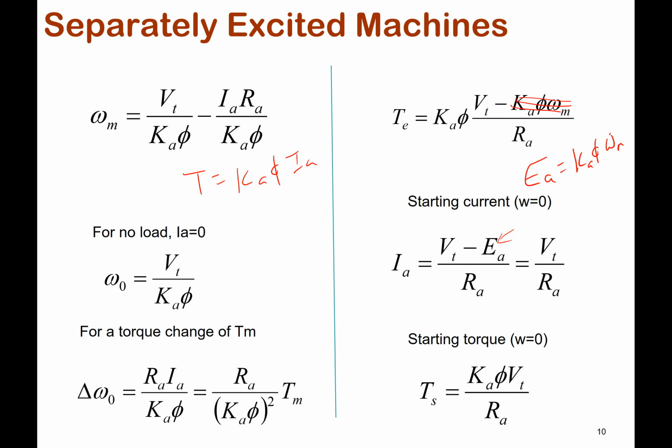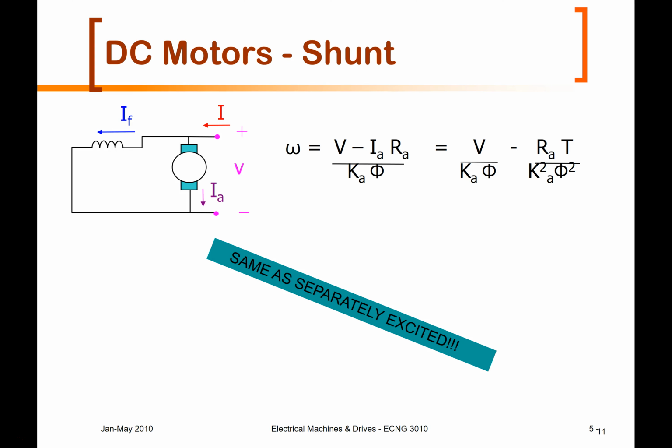And again, if the armature resistance is very small, it means you could have a very large starting torque. So small armature resistance gives you both a very good speed-torque characteristic, very low speed variations with changes in torque, but it also gives you a very high starting torque. So that is for separately excited machines.